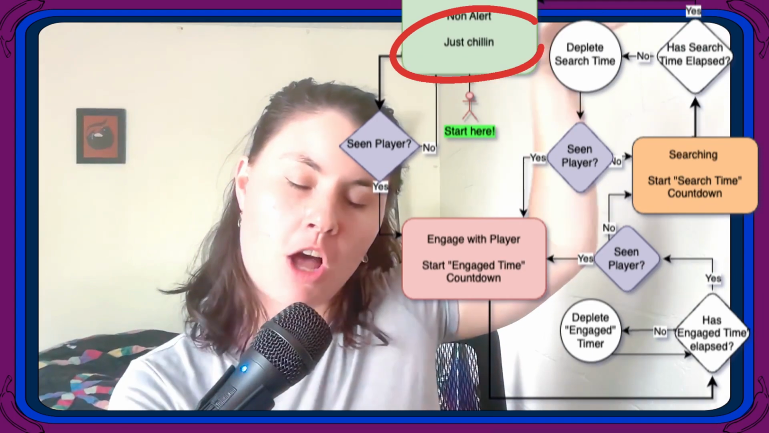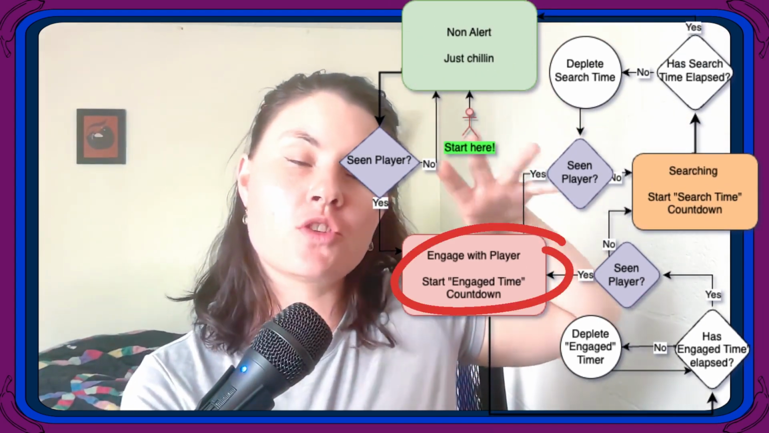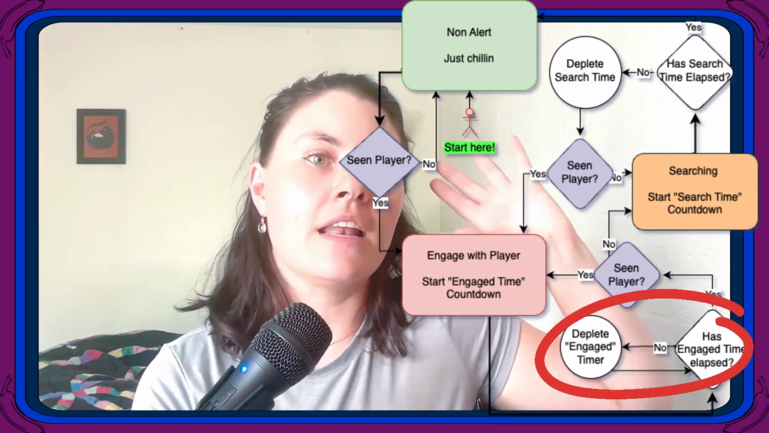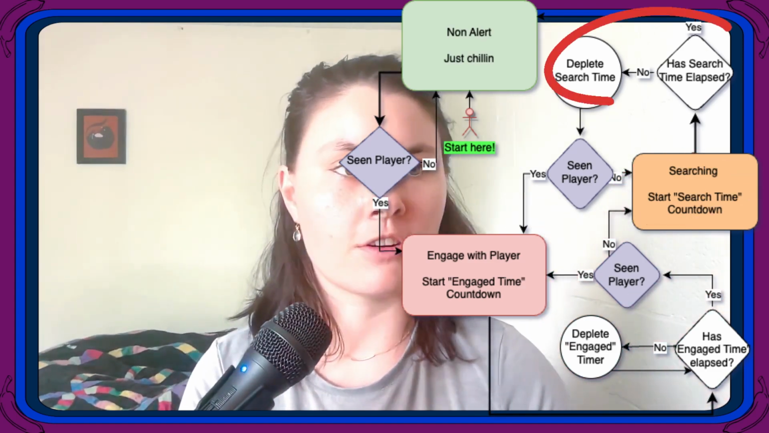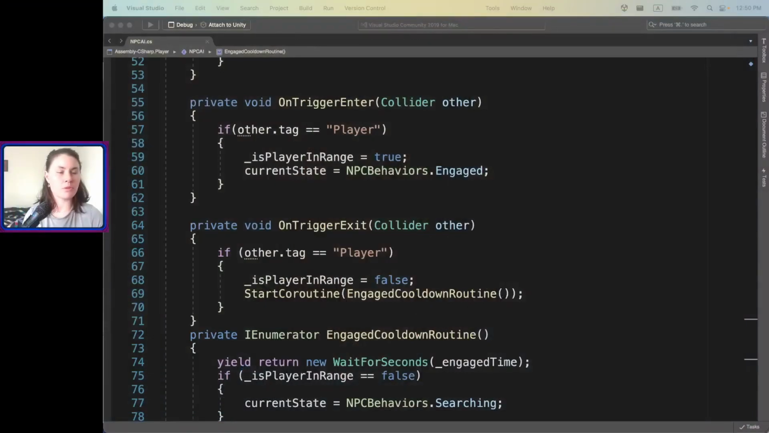Okay, I think this is going to be the last one for today, and then I'm going to call it a day. We are able to go from non-alert to engaged. We are able to have our cooldown timer. Now that we're in our searching state, it's time for us to have a cooldown for our searching state as well. So go ahead and hop into Unity and open up your script from before.